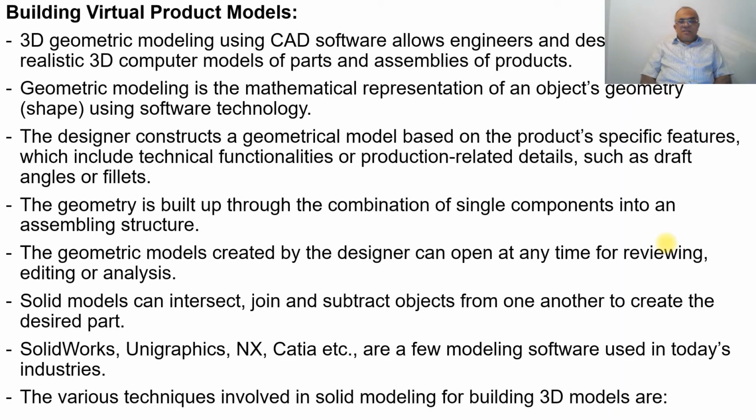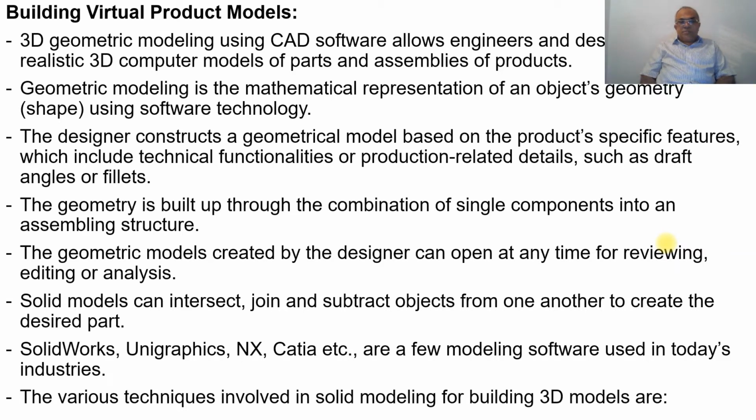The geometric models created by the designer can be opened at any time for reviewing, editing, or analysis. Once we create the geometric model, it can be used for reviewing. Suppose you have done something today, and tomorrow you think we need to modify it. You go to that particular feature, modify it in the model tree, and save it again. And if you want to go for analysis, we can do that also by importing the same 3D model into analysis software. The interfacing format considered for this is the IGS format.